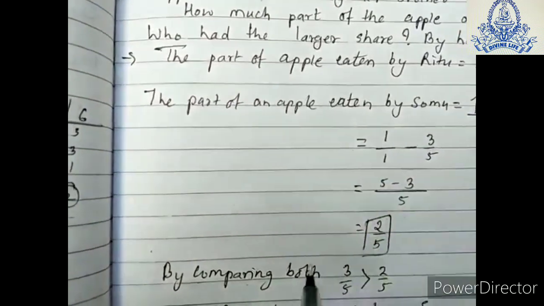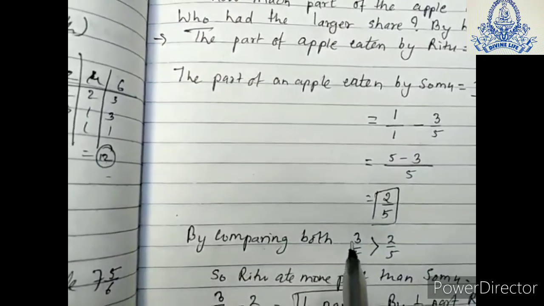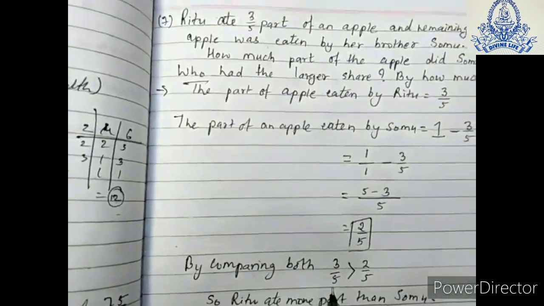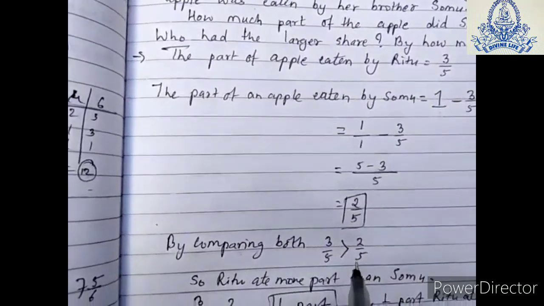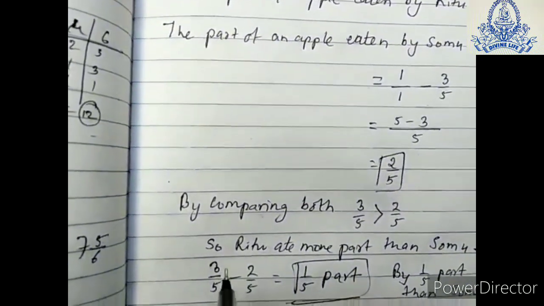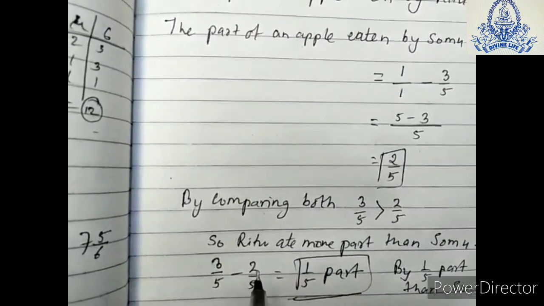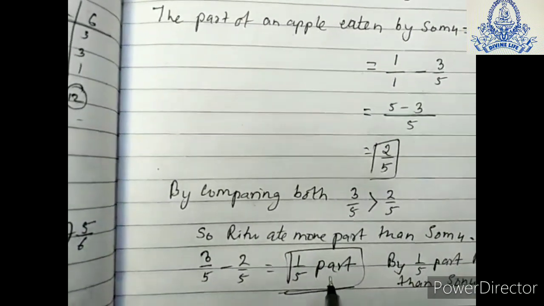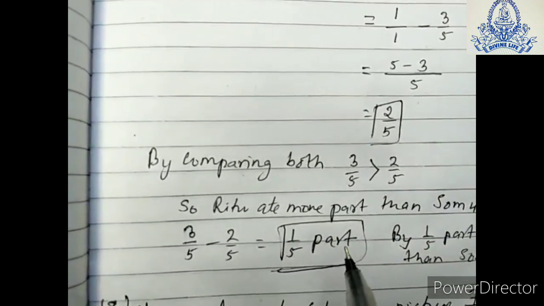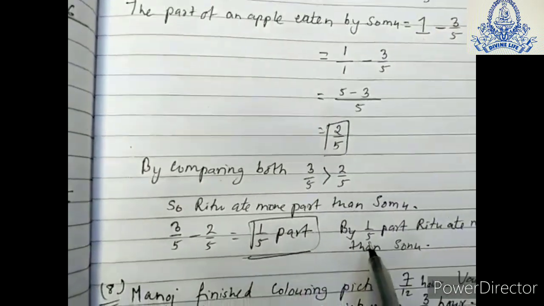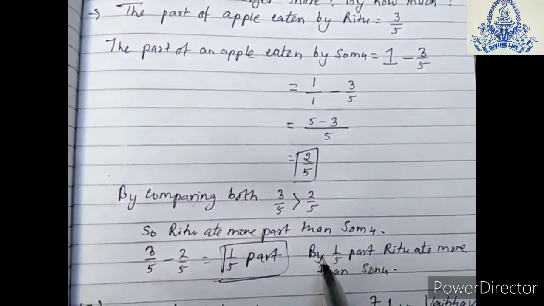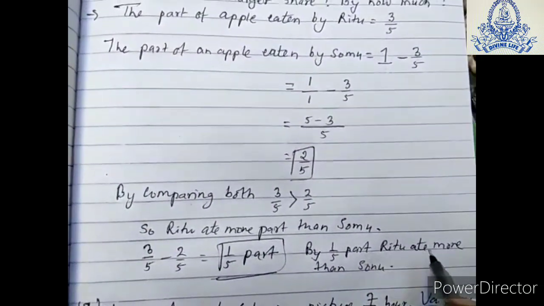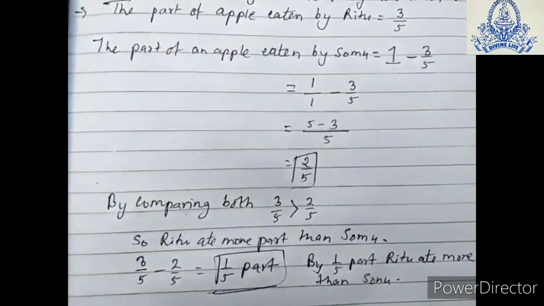Ritu's brother. So by comparing both, 3 by 5 is eaten by Ritu and 2 by 5 is eaten by Somu. We get 3 by 5 minus 2 by 5, 1 upon 5 part was eaten more by Ritu than her brother Somu. So by 1 upon 5 part, Ritu ate more than Somu ate.